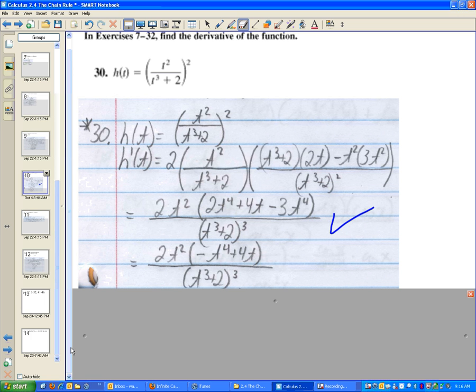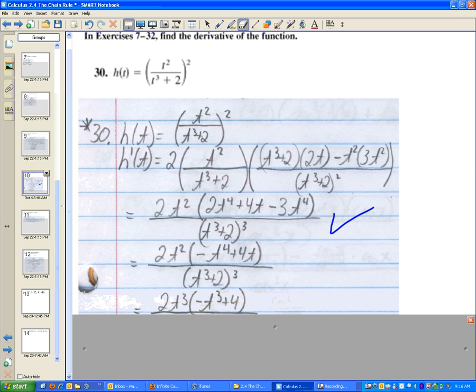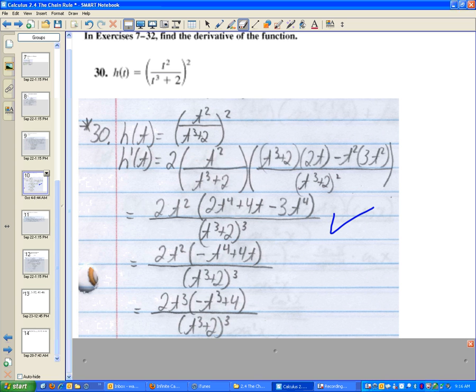Take out another t. So in the numerator, if I factor out a t from the parentheses, that'll be another factor of t in front of the parentheses. So instead of t squared, well, instead of t squared times t, I can write t cubed, correct? And then negative t to the fourth divided by t is negative t cubed. And 4t divided by t is 4. Are we happy with this?